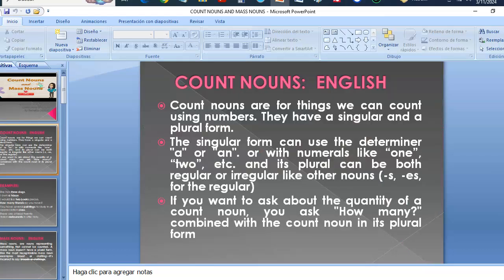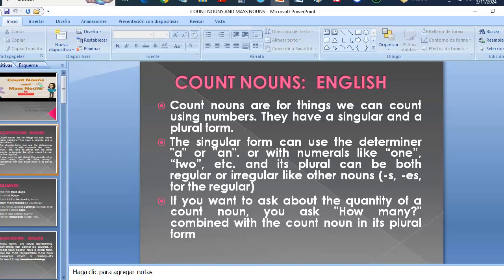Starting with count nouns in English, we say that these are the type of nouns we use to refer to things that can be represented individually or things that can be counted. They are both available in singular and plural form. In the singular form, we use determiners such as articles or numerals, like a, an, one, two, among others, whereas the plural form can be subdivided into regular and irregular forms, like any other noun.